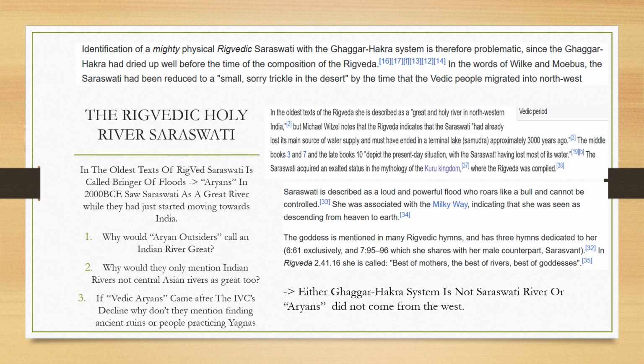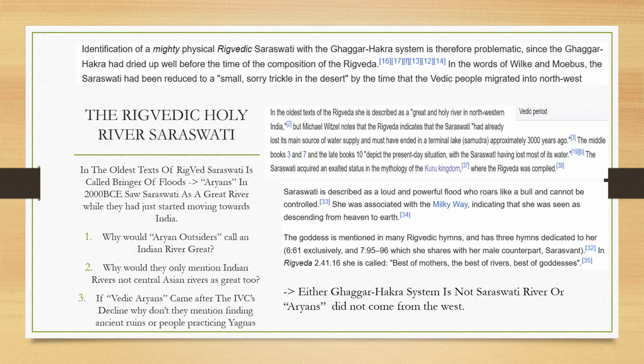But this brings up three questions. Why would the Aryan outsiders call an Indian river great? And why would they only mention Indian rivers, not Central Asian rivers, as great too? As their home was in Central Asia, they migrated from Central Asia to India. And if Vedic Aryans came after the IVC's decline, the Indus Valley civilization's decline, why don't they mention finding ancient ruins or people doing yagyas, fire rituals?